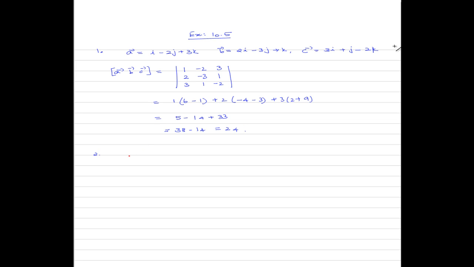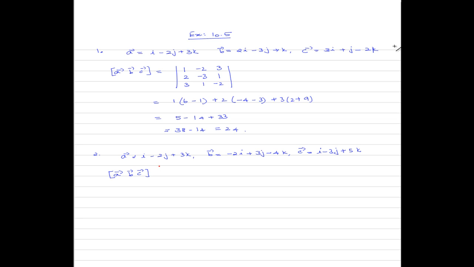Show that the vectors a vector is equal to i minus 2j plus 3k, b vector is equal to minus 2i plus 3j minus 4k, c vector is equal to i minus 3j plus 5k are coplanar. If they are coplanar, we have to show that the scalar triple product is 0. So let us calculate what is the scalar triple product, a vector, b vector, c vector.